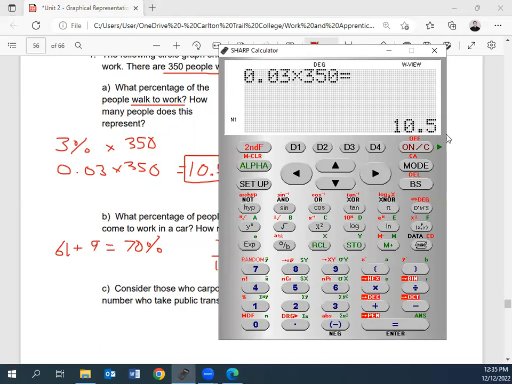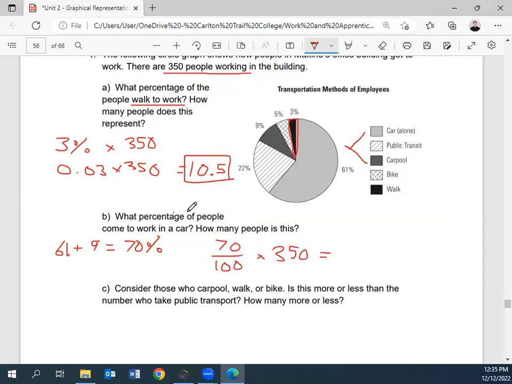You can do that just on here with the little fraction button, right? That little A over B. I promise you, even though it seems like it's just 0.7, it will be easier for you if you get in the habit of doing it in fractions. So 70 over 100 times 350, I get 245. So 245 people, which is also 70%. Does that make sense where I got those two numbers from?